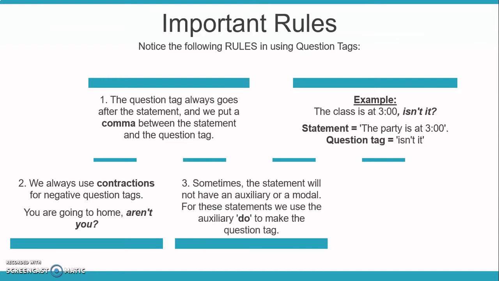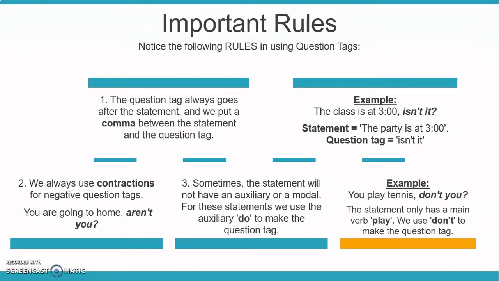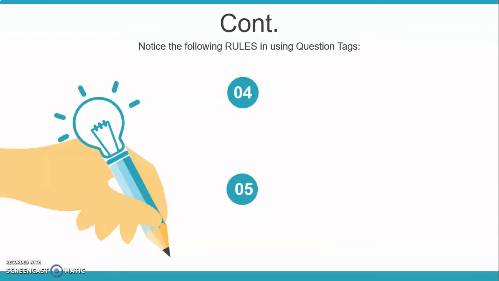Third, sometimes the statement will not have an auxiliary or modal verb. For this statement we use the auxiliary do to make the question tag. Look at the example. You play tennis, don't you? So the statement only has a main verb, play. So to make the question tag, we put the do verb, and so we made a question tag in this way, when only the main verb is given in the sentence.